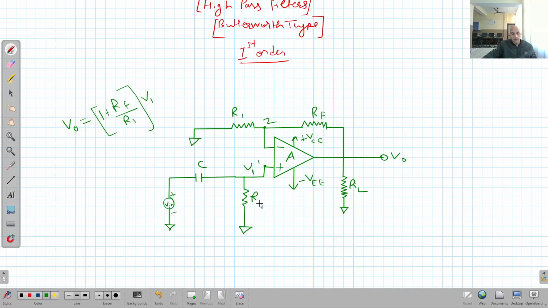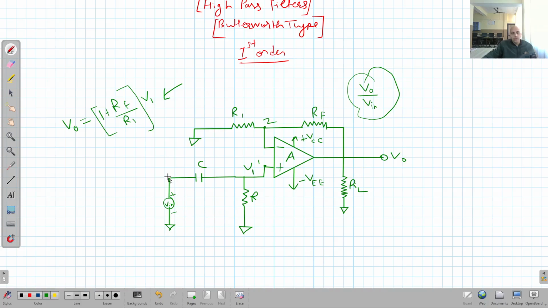So the same thing that we are going to do here. First of all, we are calculating the value of V1, and then we will put this value in this equation, and we will find the expression for the transfer function, that is Vout upon Vin. Clear? That will tell us about the frequency response of this filter.